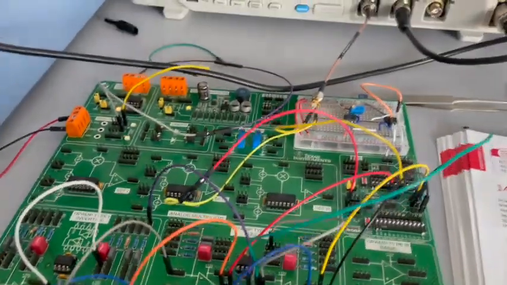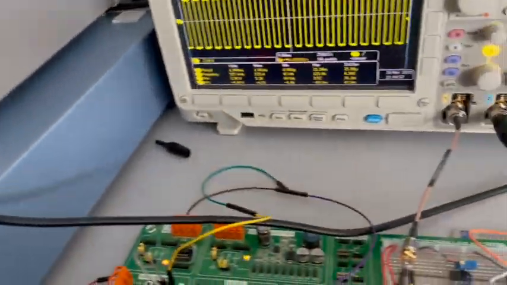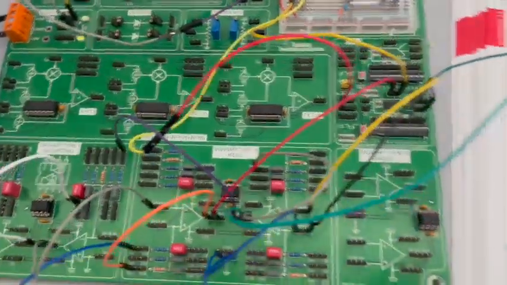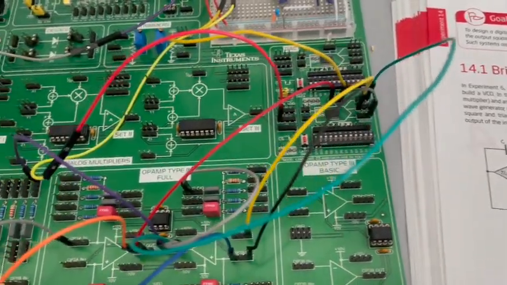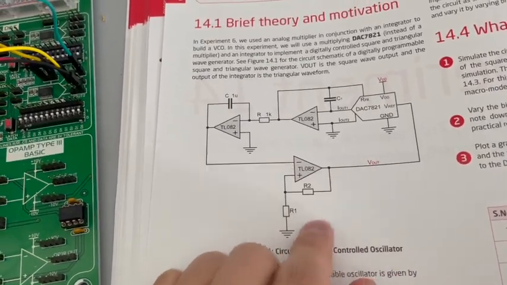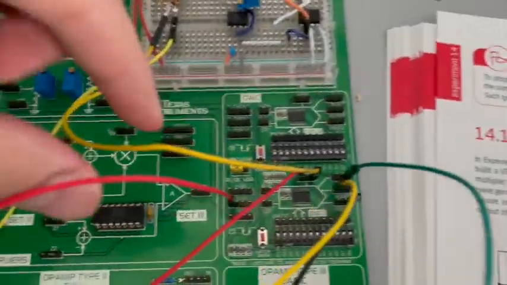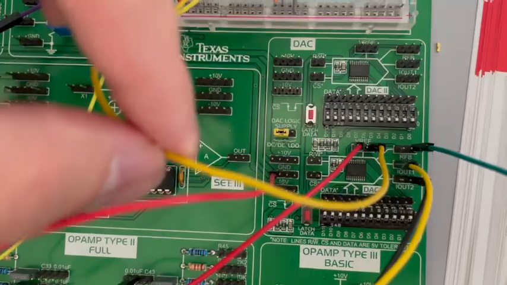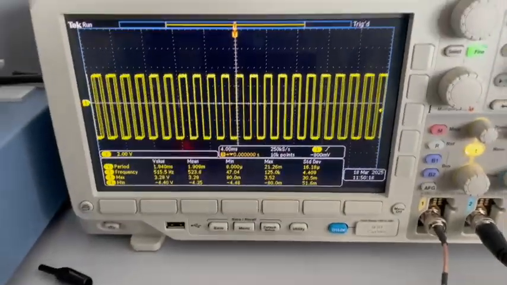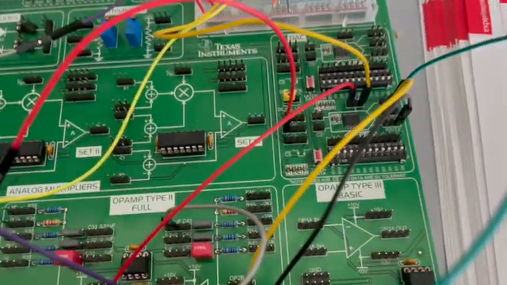Once you connect everything, set the supply to 10 volts as usual and probe the outputs of the triangle and the square. To see the square output, it should go either after the square wave generator or just before the FRF. If we put the oscilloscope probe at the FRF, we should expect to see the square wave. So let's try to change the bit patterns as usual.